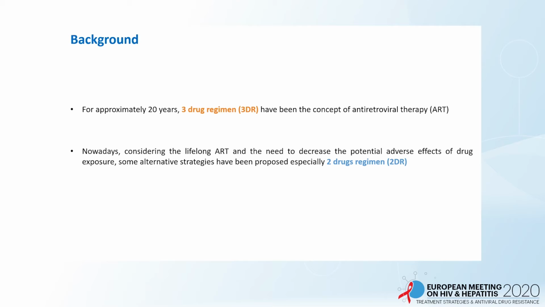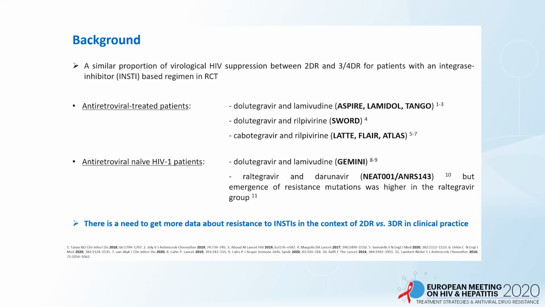However, considering the lifelong ART and the need to decrease the potential adverse effects of drug exposure, some alternative strategies have been proposed, especially 2-drug regimen. It has been shown a similar proportion of virological HIV suppression between 2-drug and 3-drug regimen for patients with an integrase inhibitor-based regimen in some clinical randomized trials. It has been shown for already suppressed patients with dolutegravir and lamivudine, dolutegravir and rilpivirine, cabotegravir and rilpivirine. It has been shown also in naive patients with dolutegravir and lamivudine.